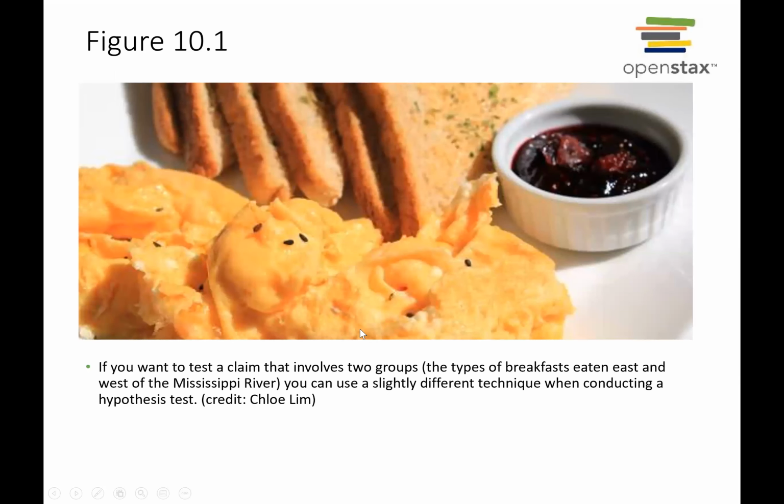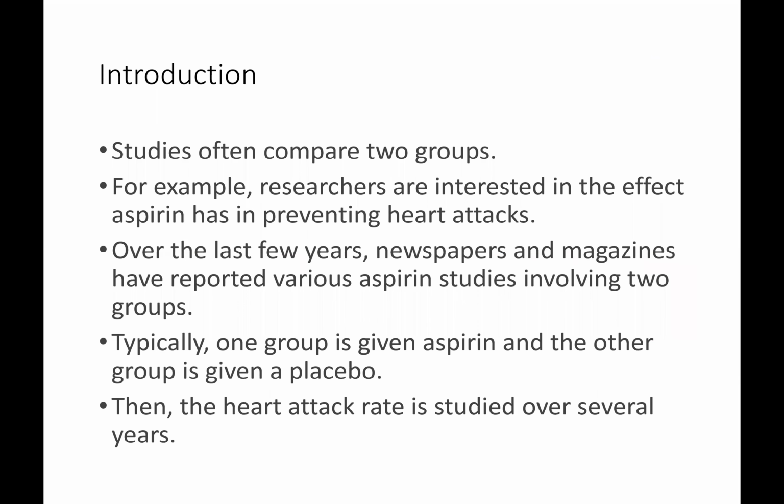Okay, so if you want to test a claim that involves two groups, the types of breakfast eaten east and west of the Mississippi River, you can use a slightly different technique when conducting a hypothesis test than what we've used prior to today. Okay, so studies often compare two groups. For example, researchers are interested in the effect aspirin has on preventing heart attacks. Over the last few years, newspapers and magazines have reported various aspirin studies involving two groups. Typically, one group is given aspirin and the other group is given a placebo.